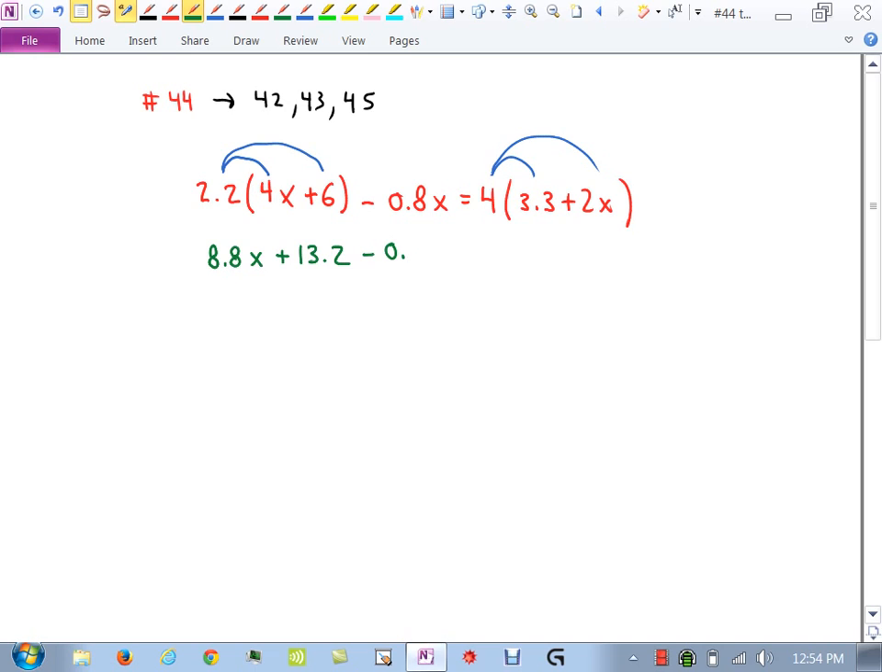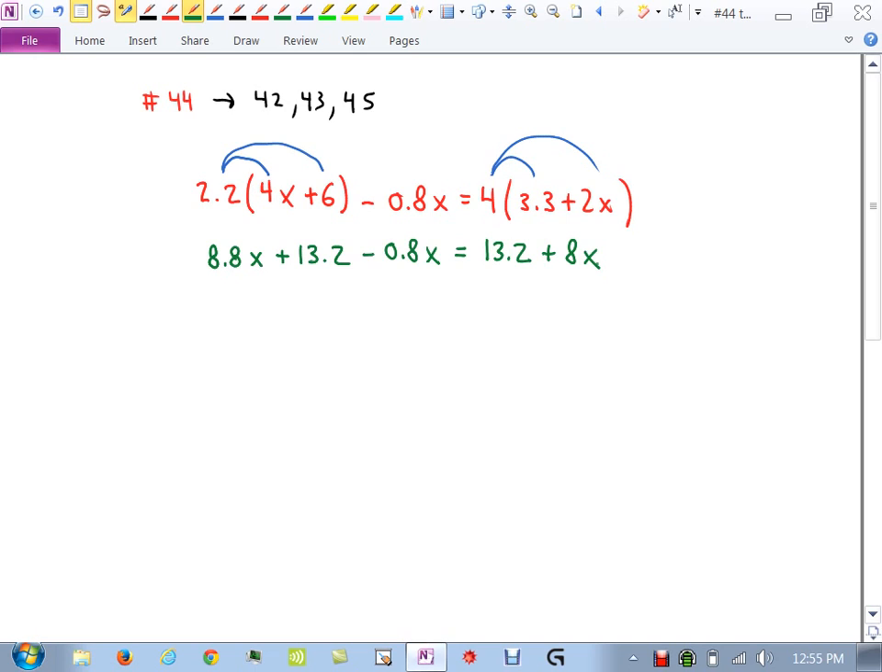I don't do anything to the 0.8x. What's 4 times 3.3? 13.2? And what is 4 times 2x? 8x. If you need your calculator, you would use your calculator there.